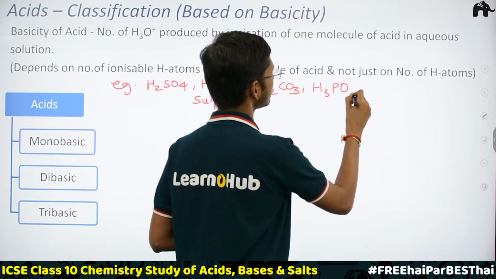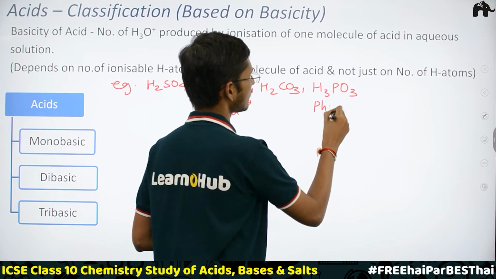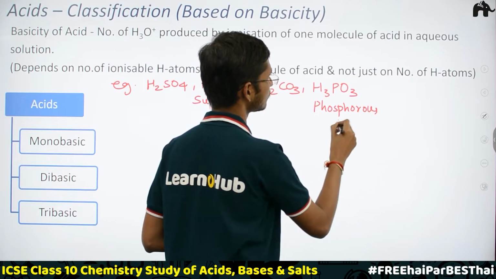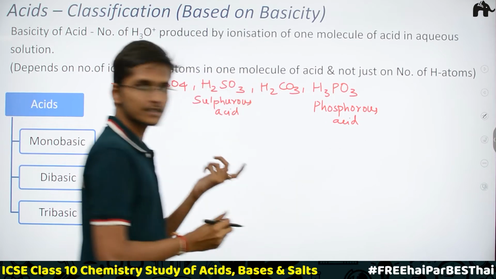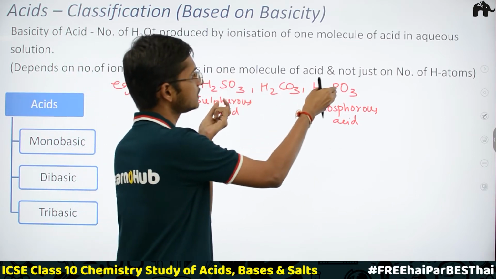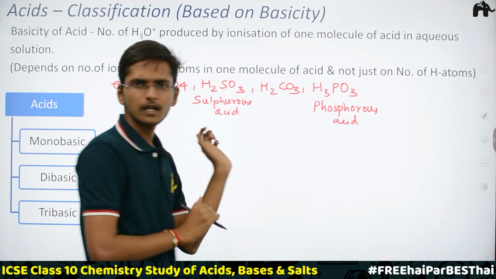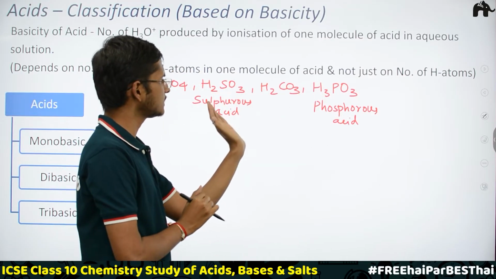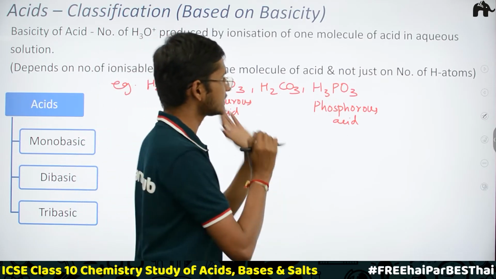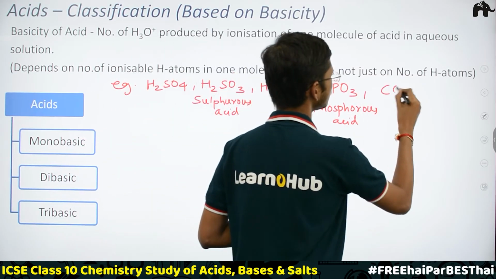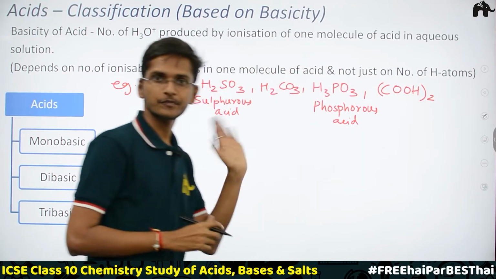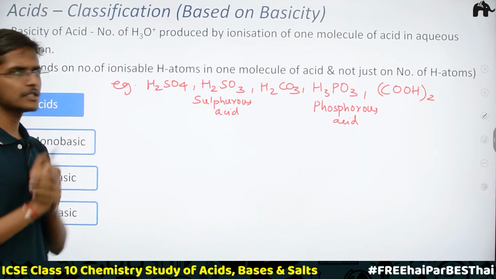H3PO3. Now, I think you would have guessed its name: phosphorus acid. Same as sulfurous, H2SO3, H3PO3. Here SO3 and PO3 are the same, so you can remember it this way: SO3 is sulfurous, so PO3 is phosphorus. So, phosphorus acid, and you know this acid, COOH twice, oxalic acid. Now these are the examples of dibasic acid.